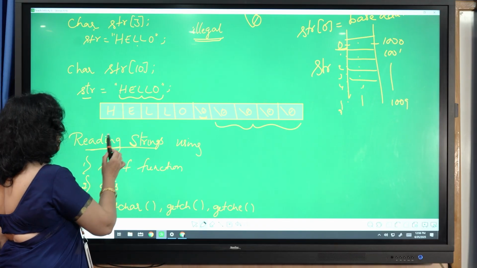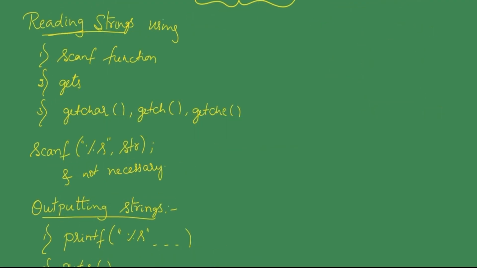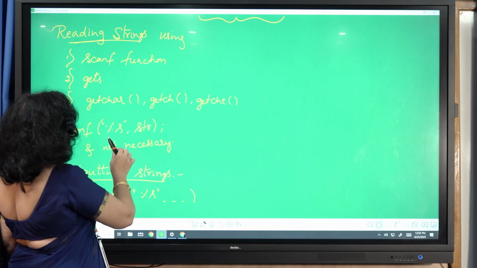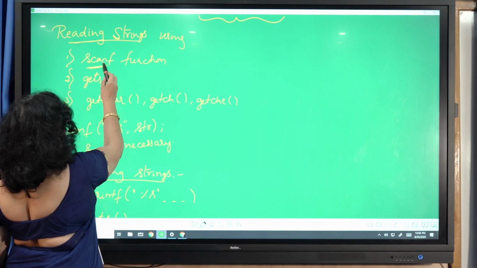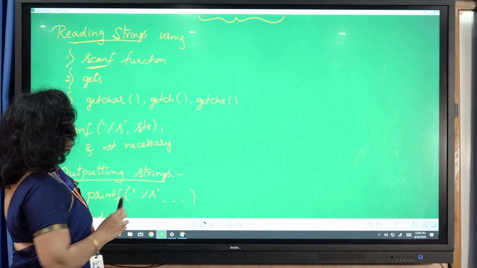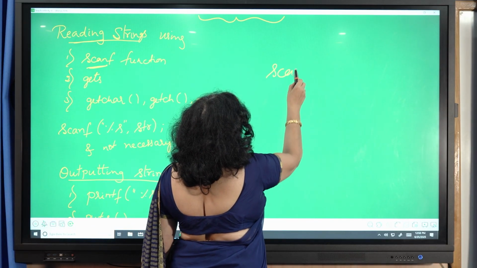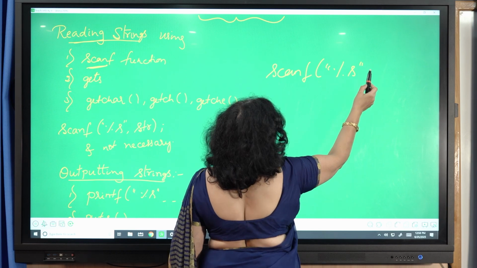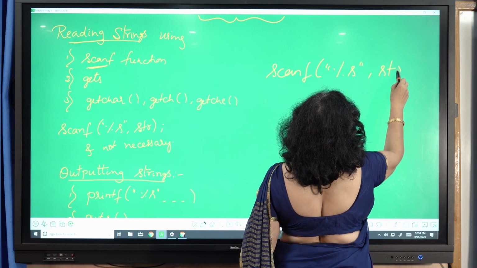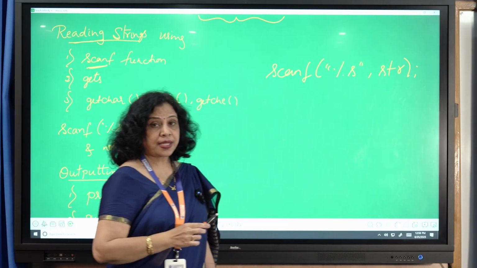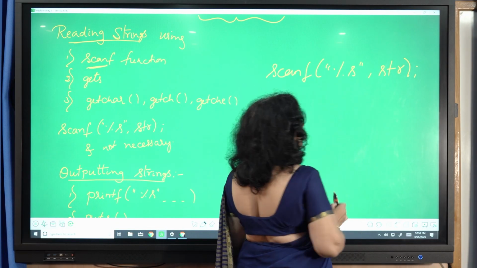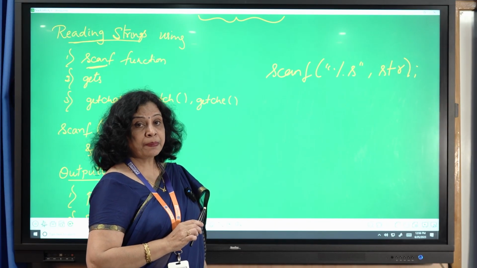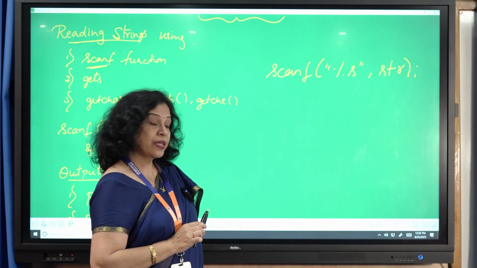Now, how do we read strings? Coming to reading strings, there are three functions. The scanf function is a formatted input function. We can use, say, scanf percent s, and whatever string we want to use, we write like this: scanf percent s str. Just note, we are not going to give the ampersand here. Since we are inputting the entire string, the base address, ampersand is not necessary when we are inputting strings.